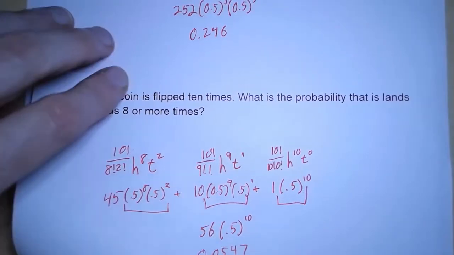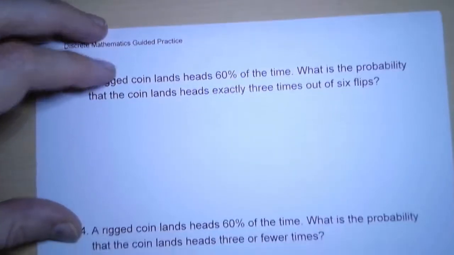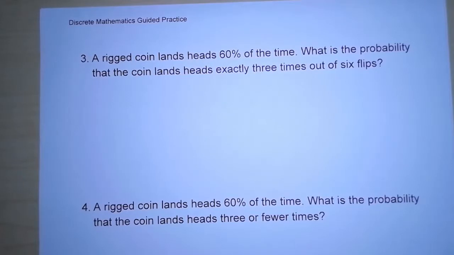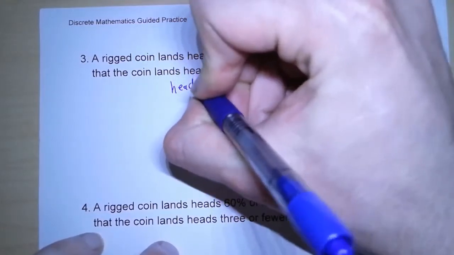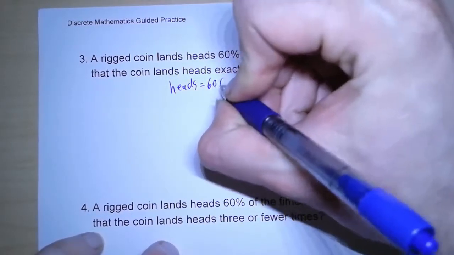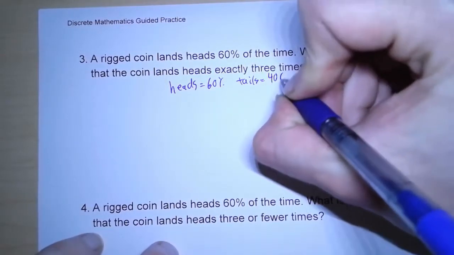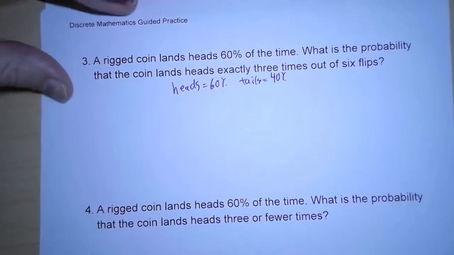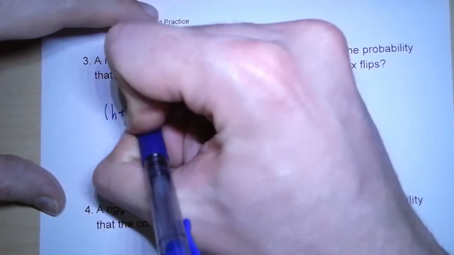All right, on to the next page. Now we're talking about a rigged coin. So now we don't have a 50-50 chance of it landing heads or tails. Here it says it lands heads 60% of the time and tails 40% of the time. And that's important. Here we're flipping it 6 times, so if we were to expand it, this would be (h plus t) to the 6th power.